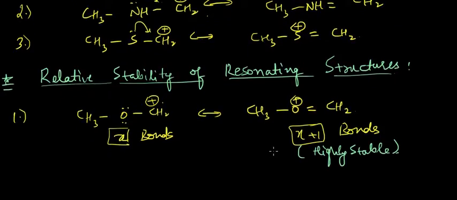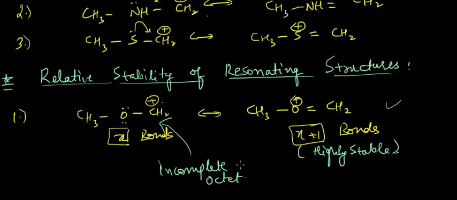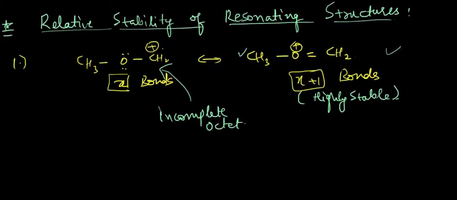Okay, why? Because in this compound, this carbon atom is having an incomplete octet, whereas in this compound there is one more covalent bond, and all the atoms in this compound have a complete octet, hence this is more stable. Okay, if we look at the second example, where we have to compare the stability of this and its resonating structure.